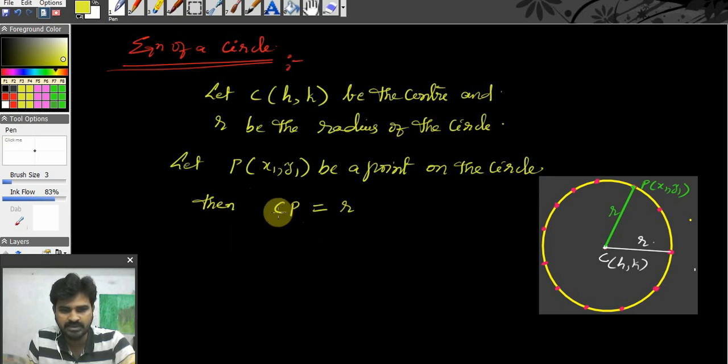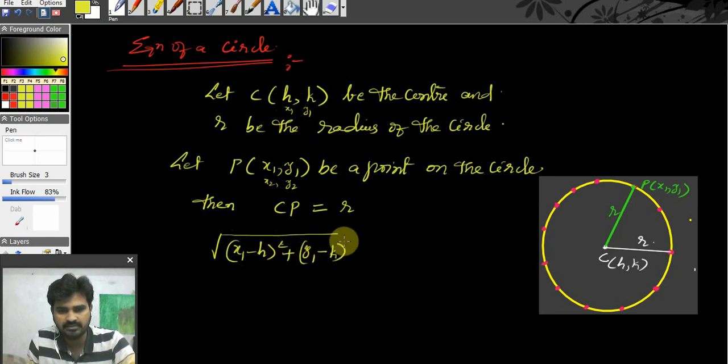We have the distance between two points formula: the square root of (x2 minus x1) whole square plus (y2 minus y1) whole square. Here the point C can be taken as (x1, y1) and this can be taken as (x2, y2). Now using the formula, that means the square root of (x1 minus h) whole square plus (y1 minus k) whole square, which is equal to r.